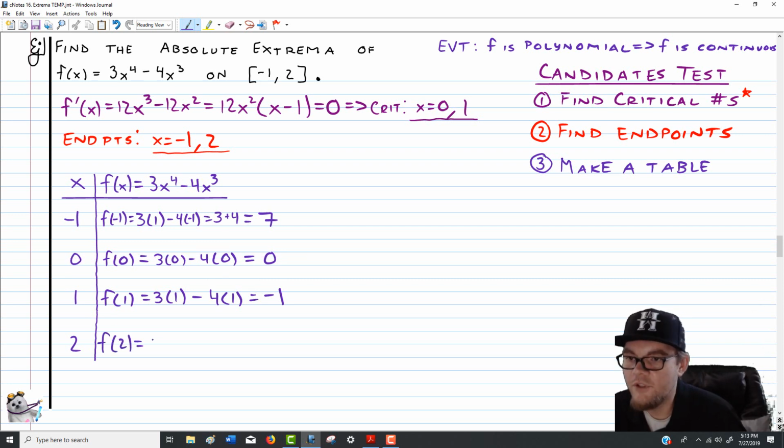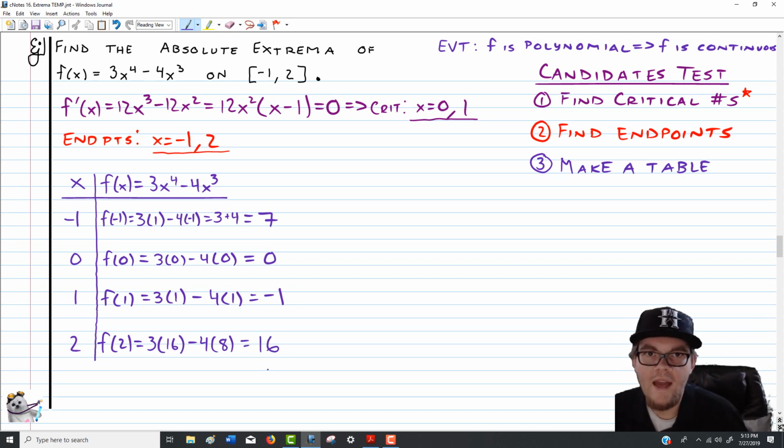So we're going to compute f of 2. That's going to be 3 times 2 to the 4th, which is 16, minus 4 times 2 to the 3rd, which is 8. That's going to be 48 minus 32, which is 16. And oh, look at that. It's an upset in the final leg.